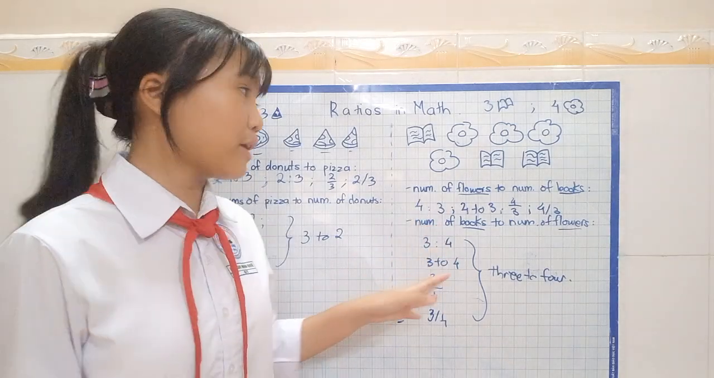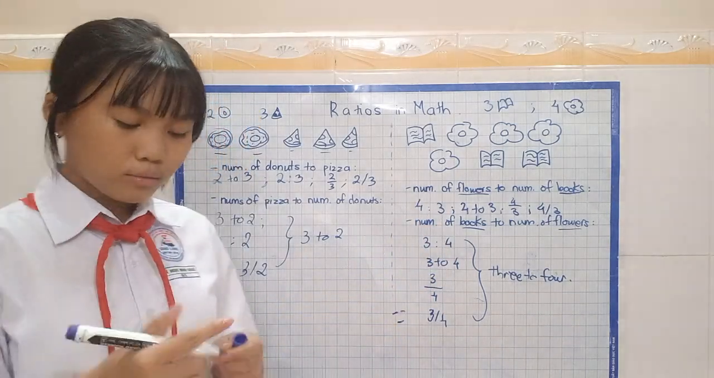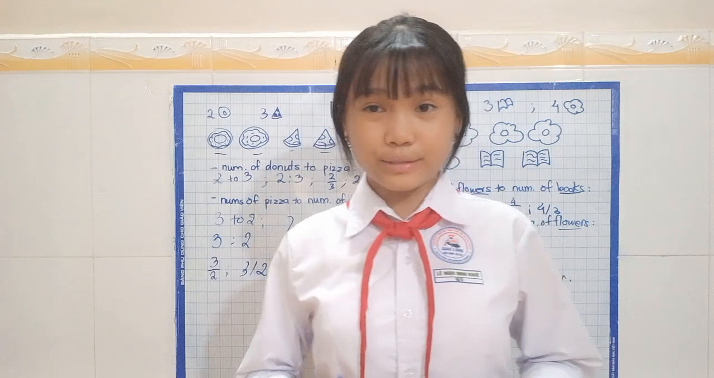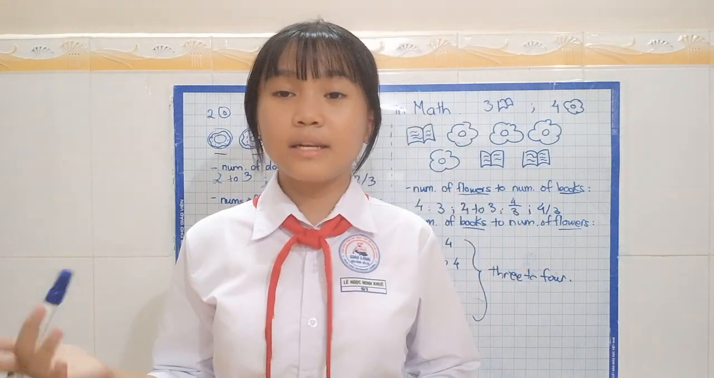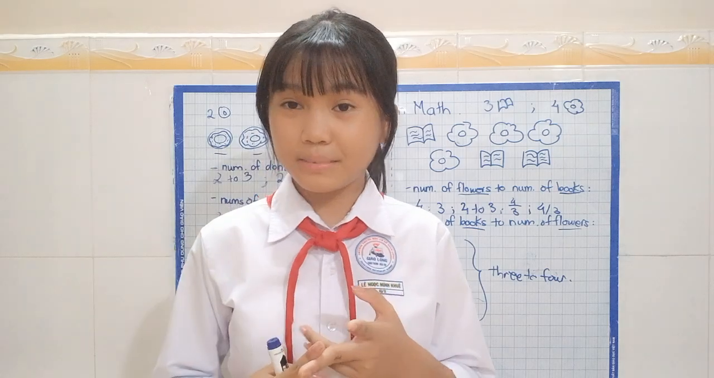Okay, so that is actually pretty basic, right? So today we have learned about ratios. Ratio is basically the way to represent the number of one subject to another subject.